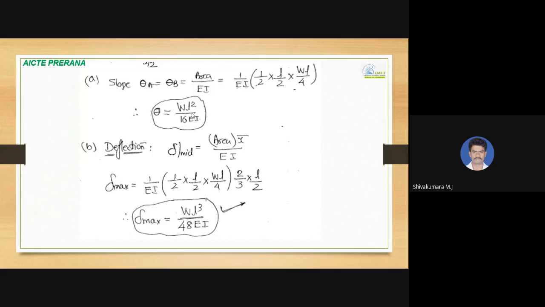And we can take the moment of this bending moment diagram for finding deflection: area into X bar divided by EI, half into L by 2 into WL by 4 into 2/3 of L by 2. Okay, 2/3 of L by 2, because one particular triangle will be considered. We'll get WL cube by 48 EI. Why are we taking 2/3 of L by 2?